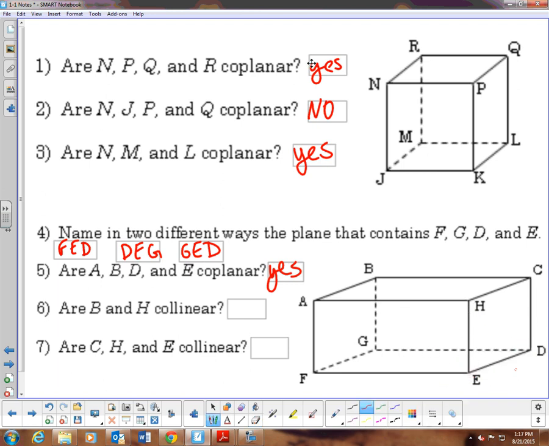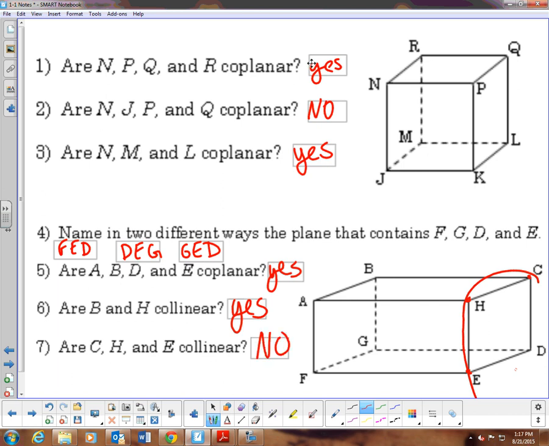Are B and H collinear? Well, I'm not even going to look at the picture because that's always going to be a yes. Because of the postulate we learned, through any 2 points, there is a line. So if you have 2 points, you've got a line, so they have to be collinear. Now, C, H, and E. That's not 2 points, so I have to look at that one. Every now and then somebody tells me they can draw a line through those 3 points, and they do something weird like this. Last time I checked, that's not a line, that's a curve. So this would be a no.